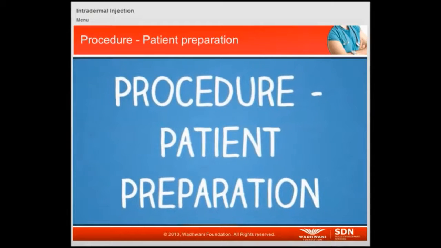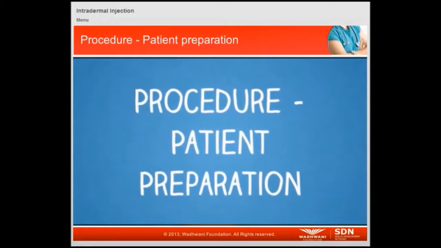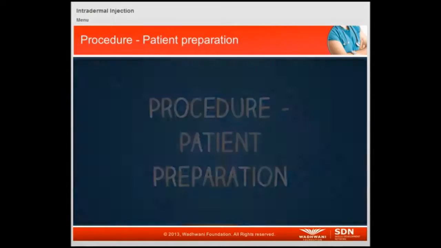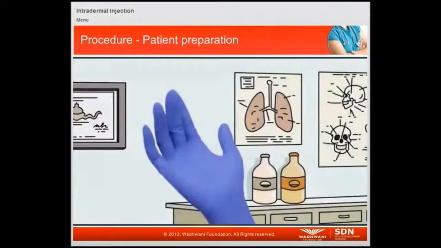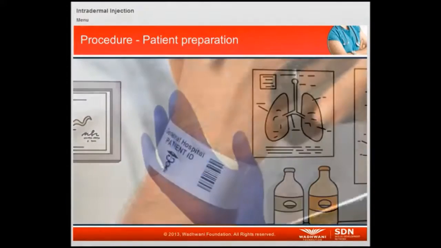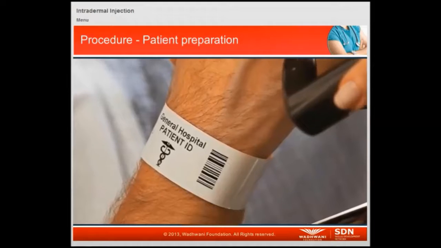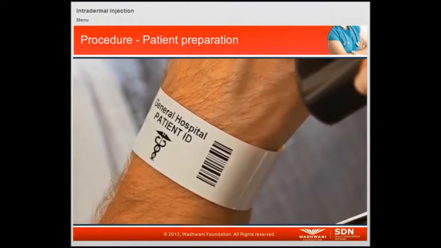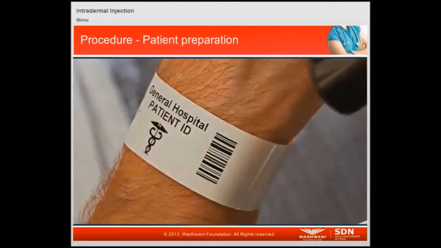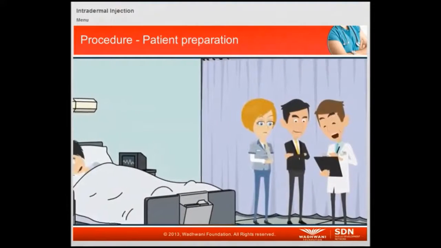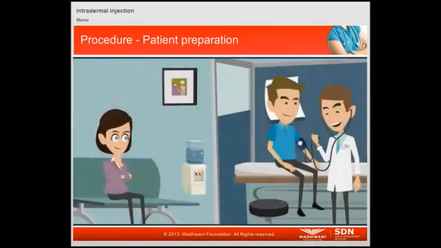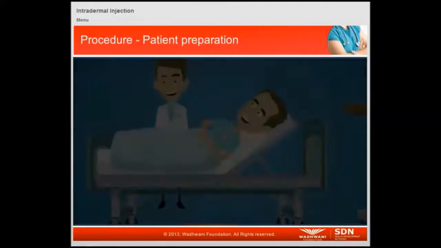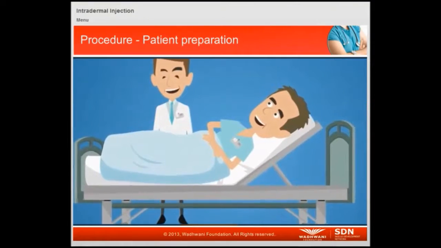After you have prepared your equipment, you should do the following. Wash your hands and wear gloves. Check the patient's wrist identification label for inpatient details. Explain procedure to patient or parent. Maintain patient privacy at all times. Position the patient upright.